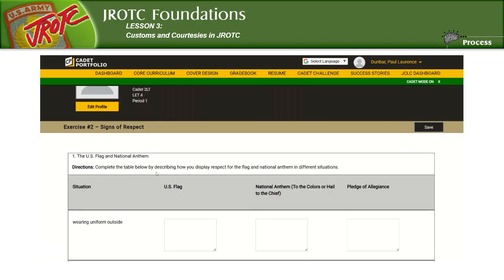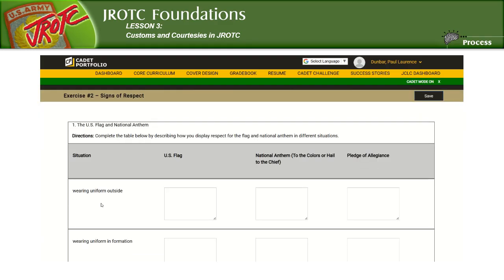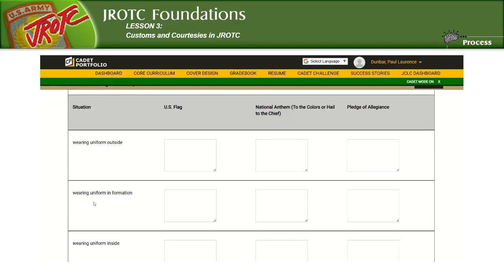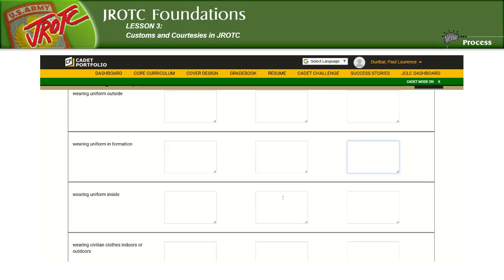Okay, the directions. Complete the table below by describing how you display respect for the flag and the national anthem in different situations. So again, based on what we've learned so far, when wearing uniform outside, how do we display respect for the U.S. flag, the national anthem, and the Pledge of Allegiance? Wearing uniform in formation, U.S. flag, national anthem, Pledge of Allegiance.